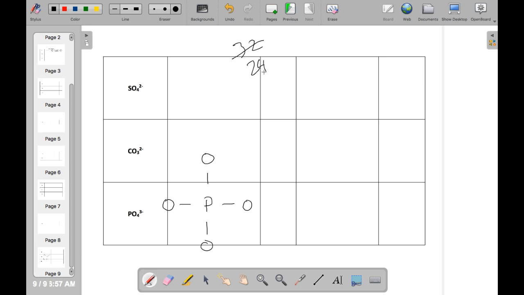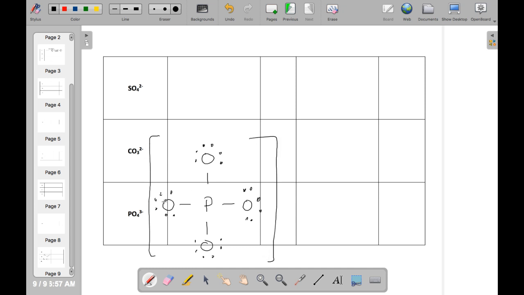Now, let's go ahead and put in the electrons. 1, 2, 3, 4, 5, 6, 7, 8, 9, 10, 11, 12, 13, 14, 15, 16, 17, 18, 19, 20, 21, 22, 23, 24. And that's basically the structure. Of course, I would draw these little brackets, and then I would draw 3 minus.